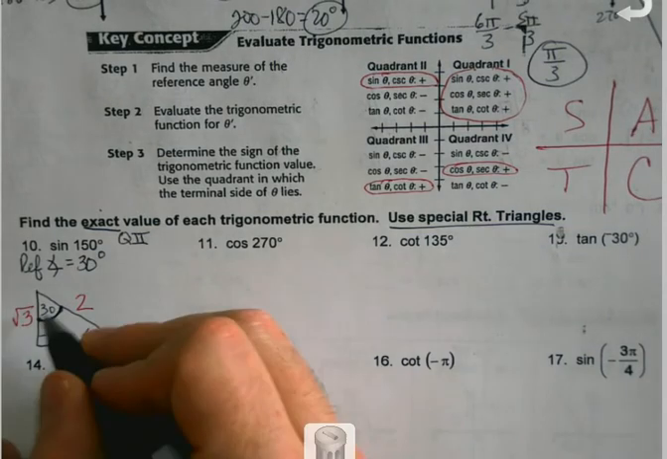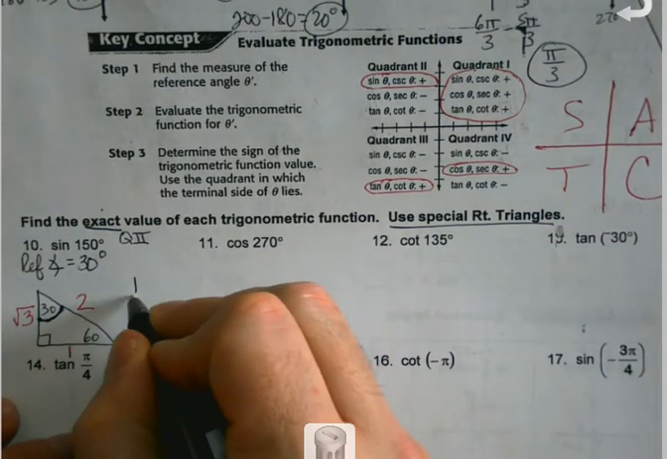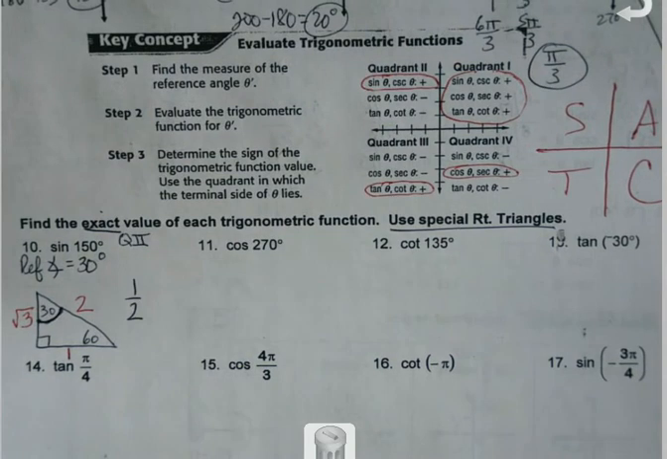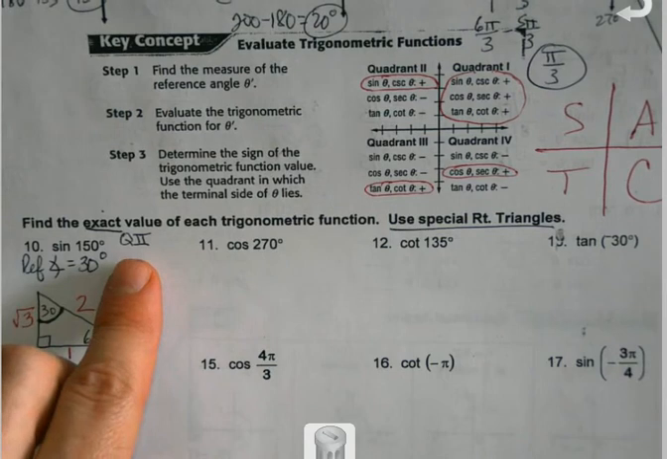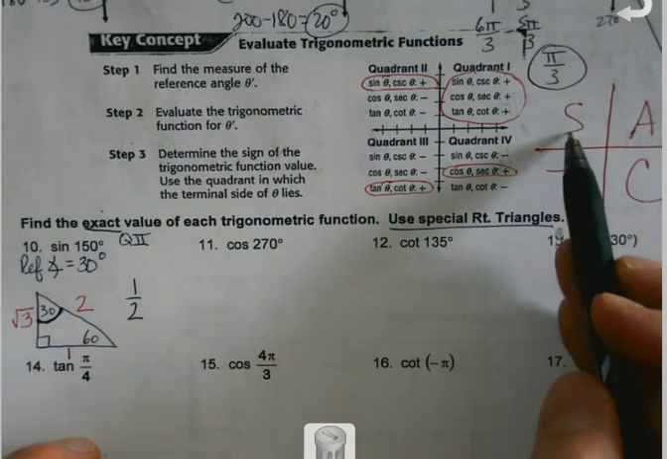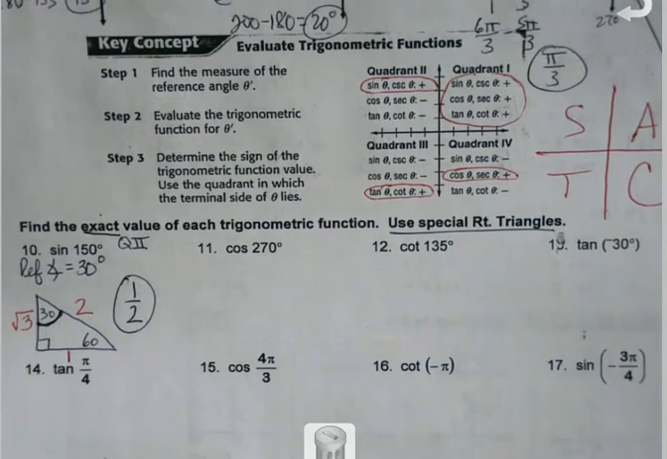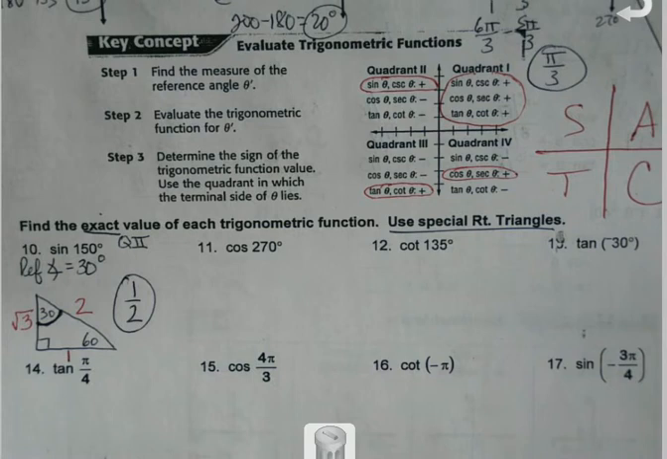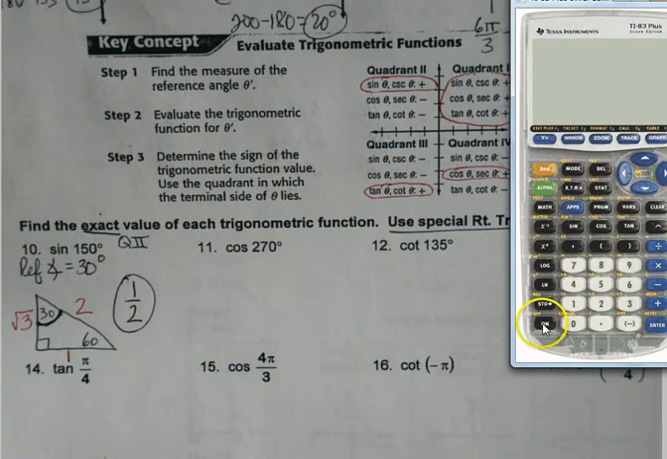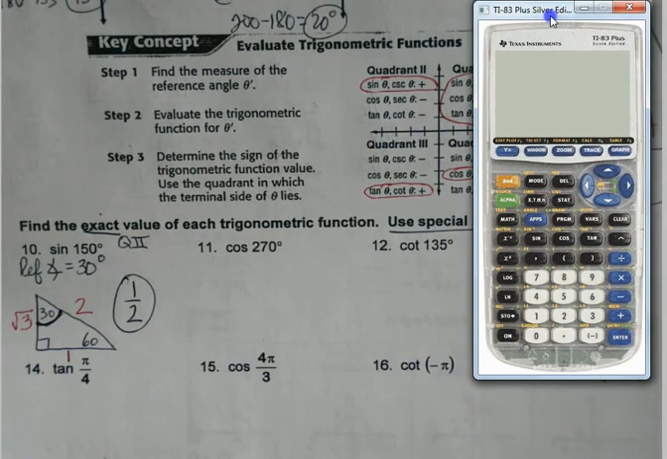1 over 2, because it's opposite over hypotenuse. Now the only other thing I have to think about is, is the sine going to be positive or negative? Second quadrant, sine, it's positive. I'm done.